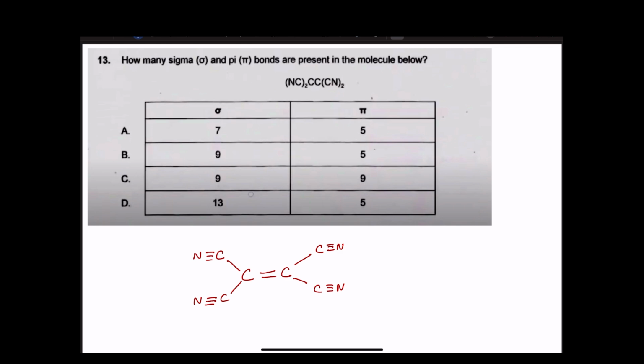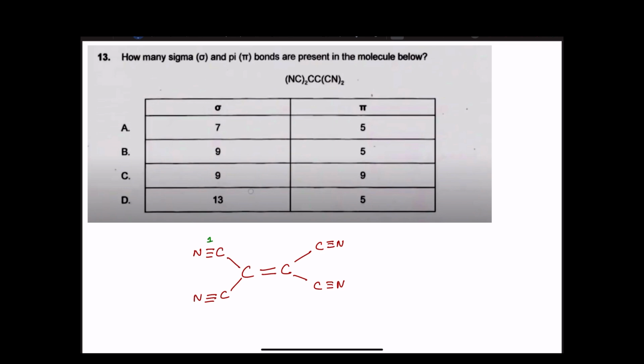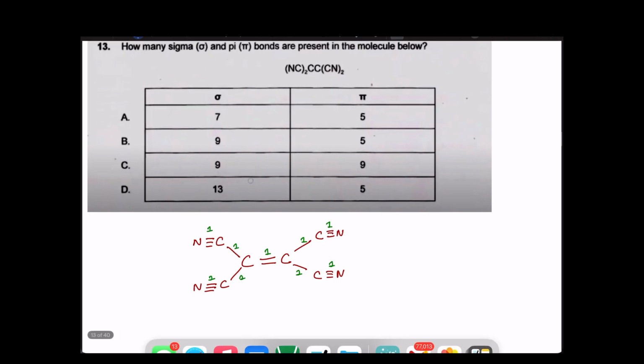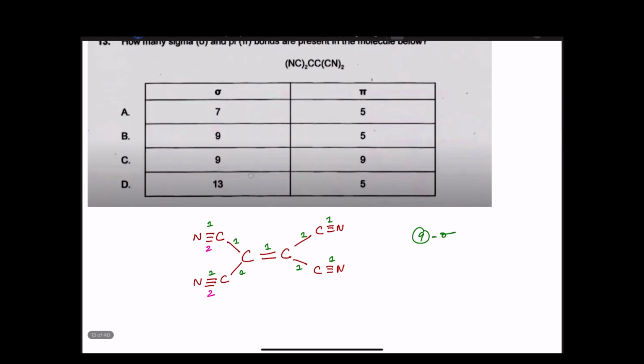Number of sigma bonds. Each bond will have one sigma bond. So one sigma bond here, one here, one. So 1, 2, 3, 4, 5, 6, 7, 8, 9. You have a total of 9 sigma bonds. And for pi bonds, there will be 2 pi bonds in the triple bonds, right? 2, 2, 2, 2, and 1 pi bond in the double bond. 0 pi bonds in the sigma bonds. 2, 4, 6, 8 and 1, 9. So I have 9 pi bonds. 9 sigma, 9 pi. Answer is option B.